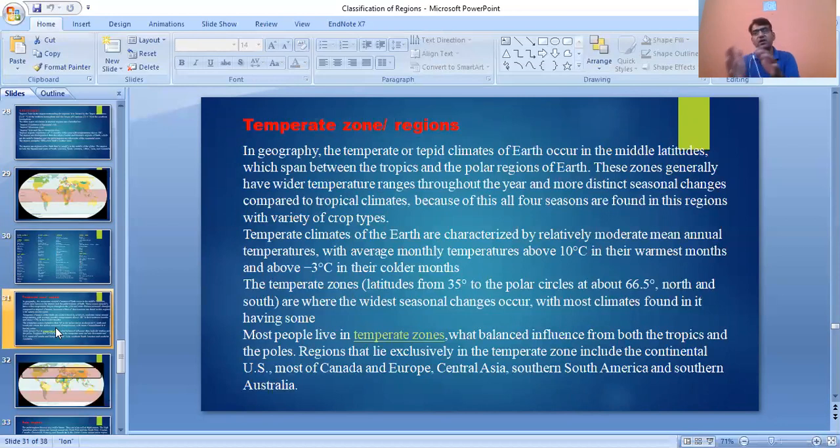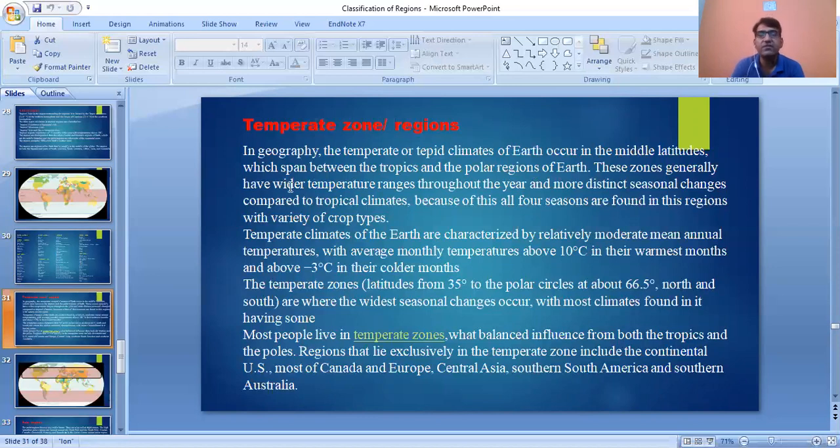The temperate zone is also called the moderate zone. So let's see the description. In geography, the temperate or tepid climates of Earth occur in the mid latitudes. This is the mid latitude zone, which spans between the tropics and the polar region. So we have the equator, tropics, temperate, and the polar region. Between the polar region and the tropics, we have the temperate zone.